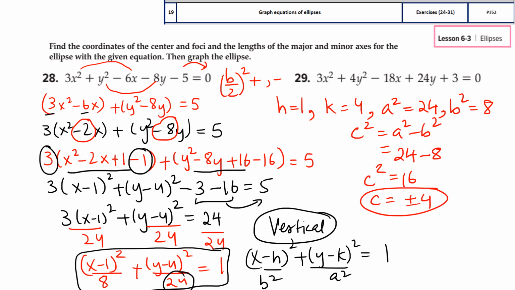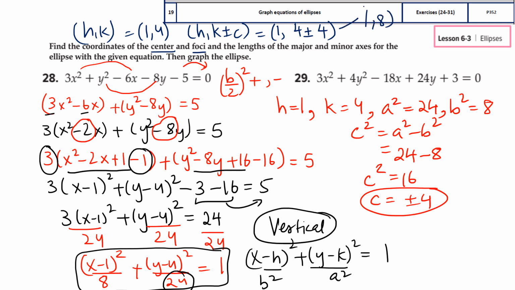Now you need to use the formula sheet. So for center, it is h comma k. So it is 1 comma 4. For foci, the formula sheet for this question would be having your h comma k plus minus c. So your h is, let's put the value, 1, your k is 4 plus minus 4. So can I say the two foci will be 1 comma 8 if I take plus and 1 comma 0 if I take minus?